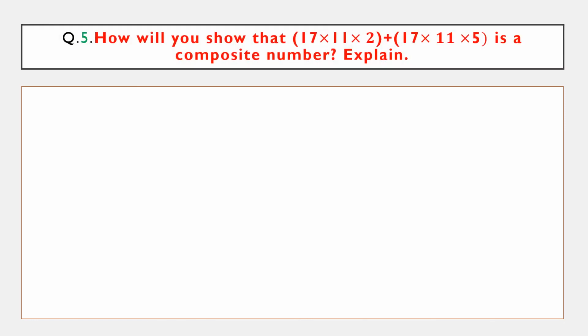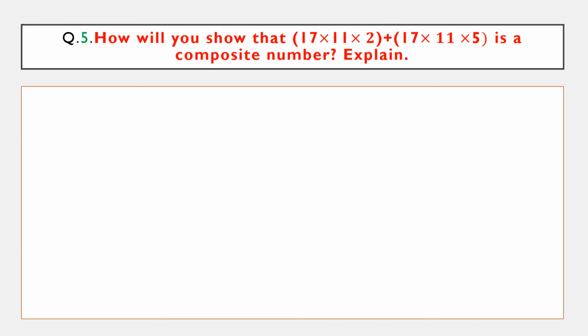So your next question is, how will you show that 17 into 11 into 2 plus 17 into 11 into 5 is a composite number? Here he gave a plus symbol, so this is one term and this is one term, right? Here, multiplication will not separate the terms, so this is one term and this is one term. Okay, he gave two terms and he asked whether it is a composite number or not. Simple, just like the previous problem, you should derive it.